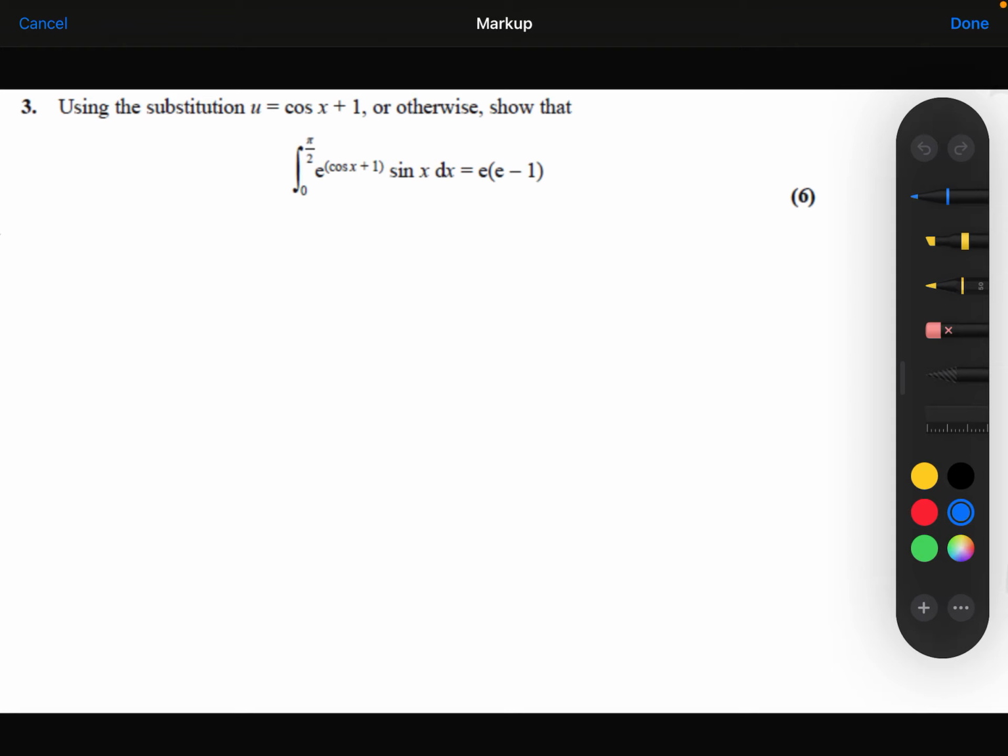Using the substitution u equals cos x plus 1, or otherwise, show that the integral from 0 to 2 pi of e to the cos x plus 1 sin x dx is e multiplied by e minus 1.